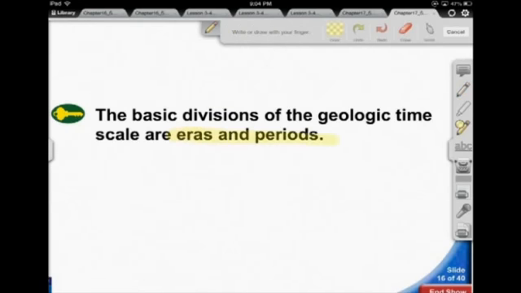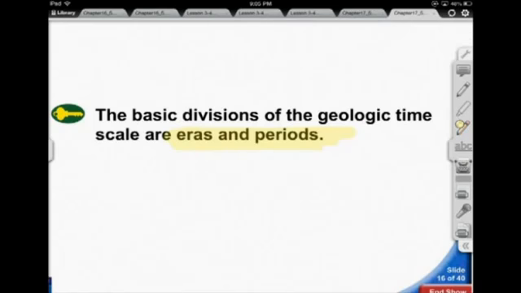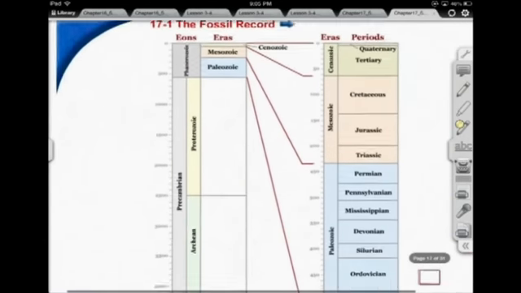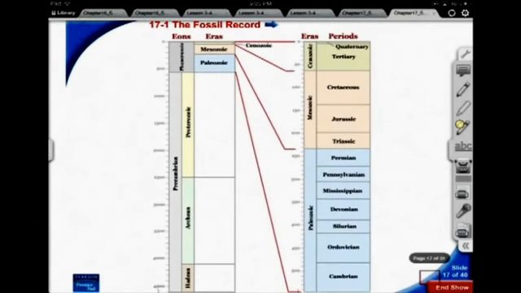We've got interesting naming conventions: eras, periods, epochs. It's not something that would come up in the course. Very much a geology topic, but I do want to show a few basic ones. This would be it. I'll zero in on a few things.